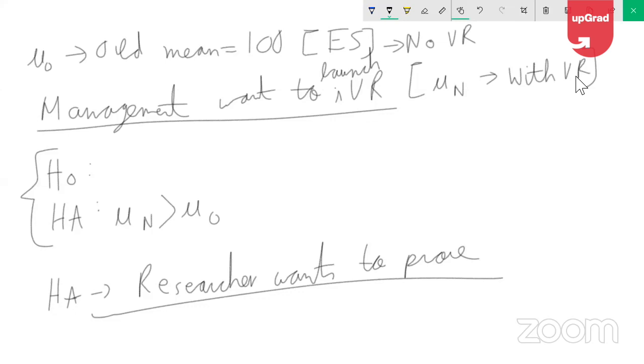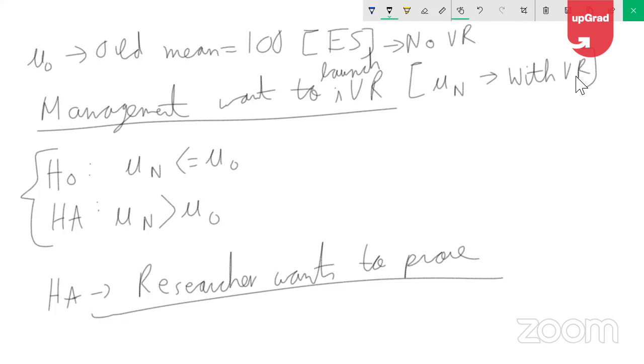Whenever we are solving these kinds of business problems, we always approach it from an alternate point of view, not from a null point of view. So the null is mu_n less than or equal to mu_0. Alternate is what I'm trying to prove. So what am I trying to prove right now?